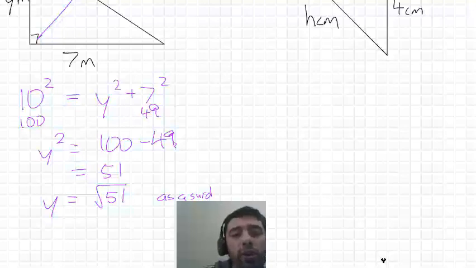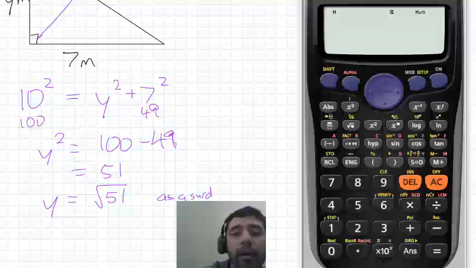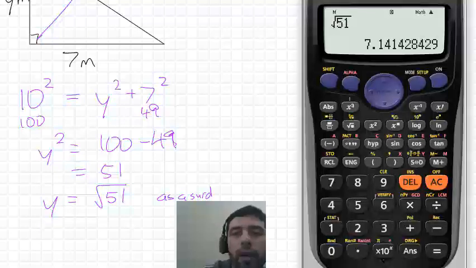We should know that the square root of 51 is a little bit bigger than 49, and we knew 7 squared was 49. This number is going to be 7 and a little bit, but we can leave it like that. If we don't want to leave it like that, we need to actually type this in. We need to go the square root of 51 equals, and it gives us a number.